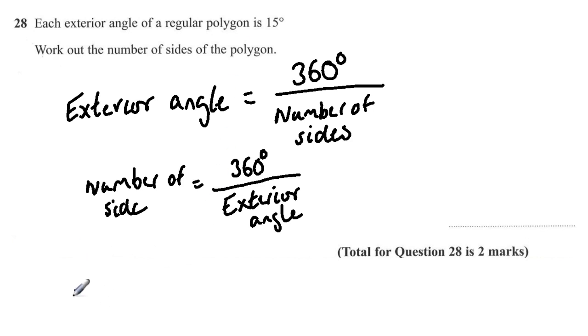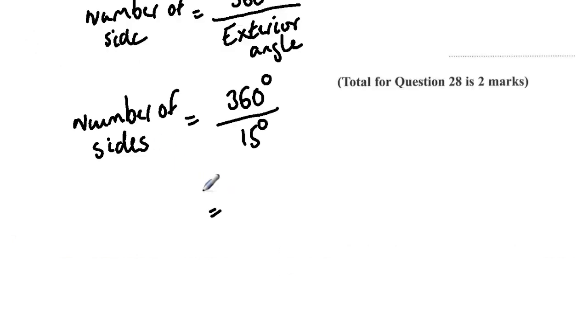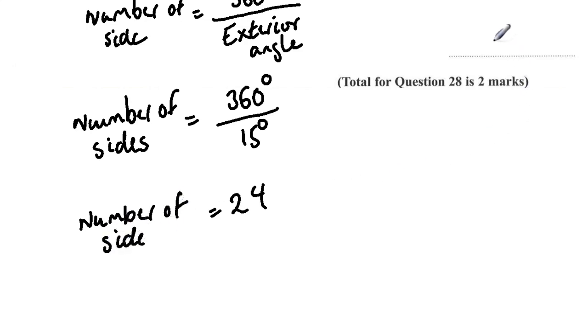So number of sides is equal to 360 degrees divided by 15 degrees, which equals to, let me scroll down a little bit, 24. So the number of sides is 24. So your answer is 24.